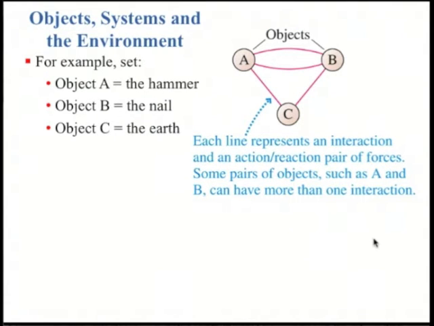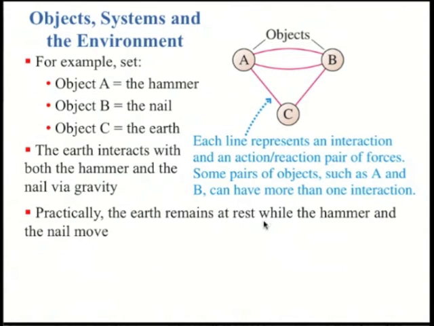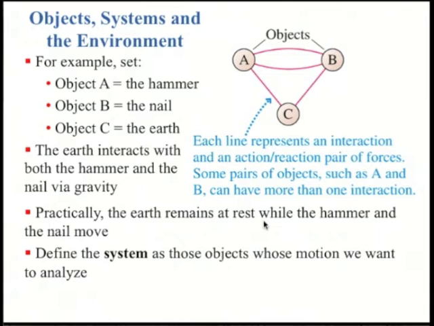Example, what if A is the hammer, B is the nail, and C is the earth? The earth interacts with both the hammer and the nail via gravity. So there's these two lines right there. But the earth is remaining at rest while the hammer and the nail move.